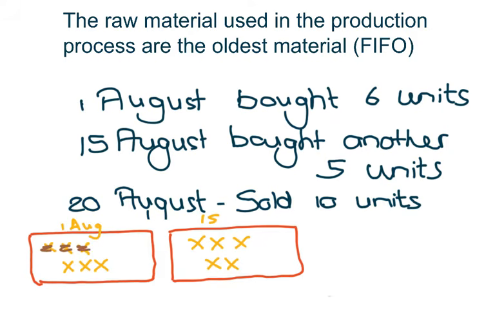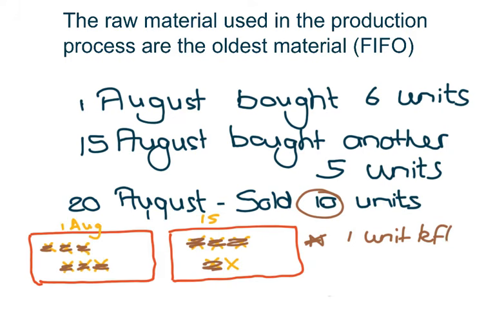1, 2, 3, 4, 5, 6. Then I need 4 units more because I'm selling 10. So it's 1, 2, 3, 4. So I sold 6 of the first batch, and then I sold 4 of the second batch. So what I have left is only, let me just write it there. I only have 1 unit left at the end, and it was the ones that I bought on the 15th.